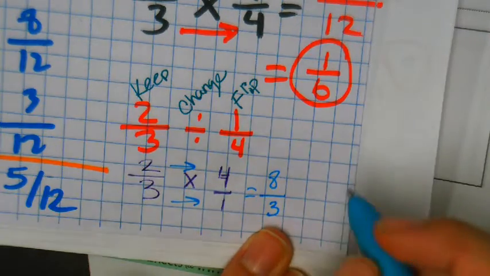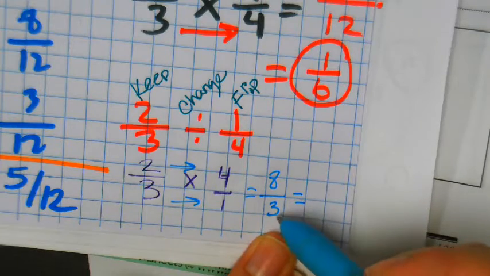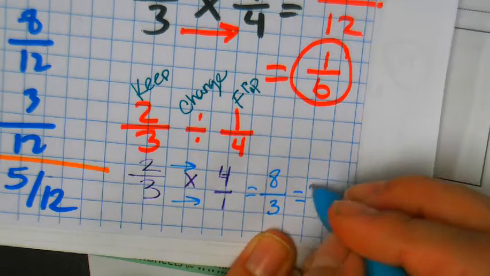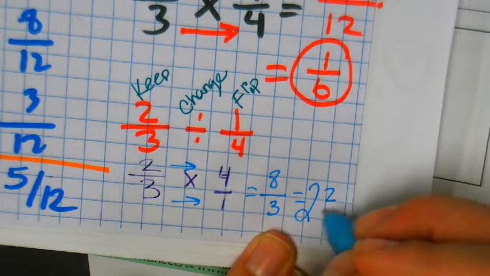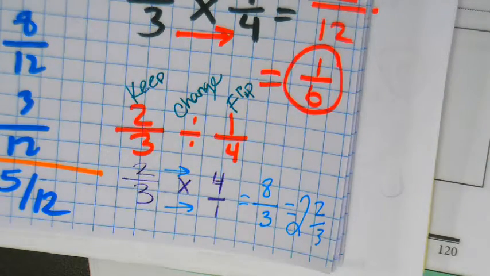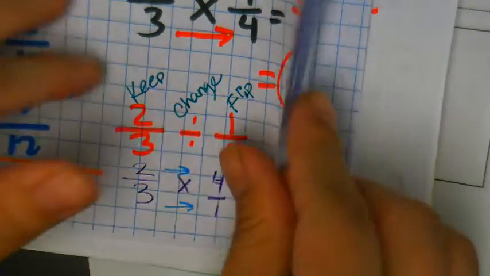In 7th grade, they want you to turn it into a mixed number. How many times does 3 go into 8? 2. What's my remainder? We good? All right, let's do it all over again.